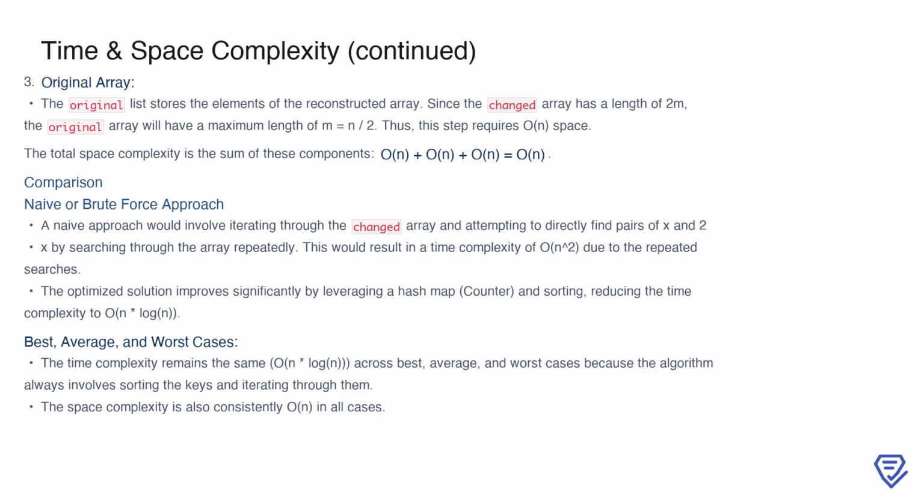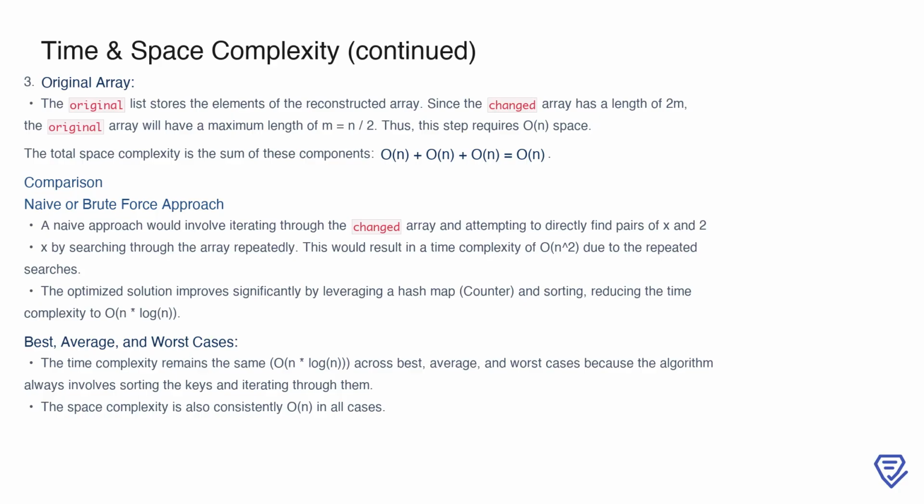Another major component of space complexity is the original array itself. Since the input array changed has a length of 2m, the reconstructed original array will have a maximum length of m, which is n/2. This means the space required for the original array is O(n). Summing all the components, the total space complexity amounts to O(n) for the counter, O(n) for the sorted keys, and O(n) for the original array, giving us a final space complexity of O(n).